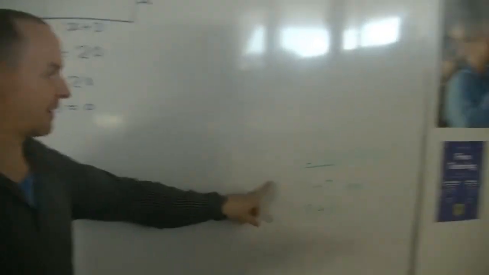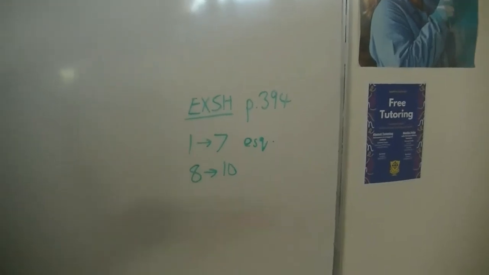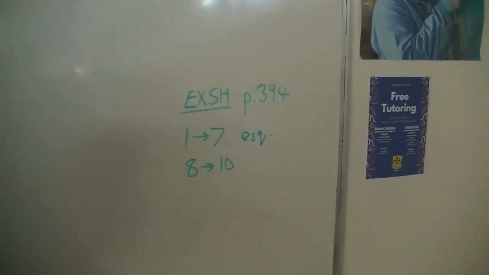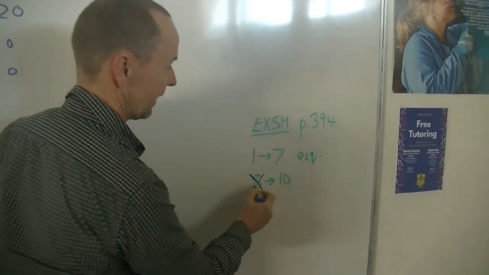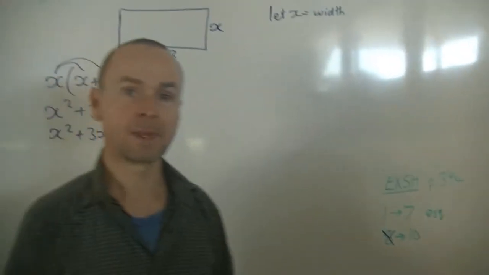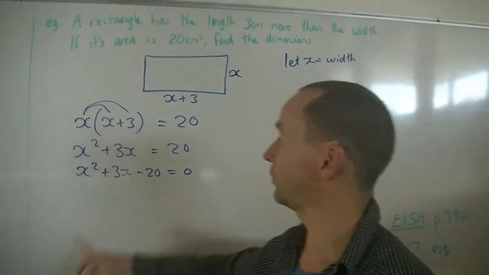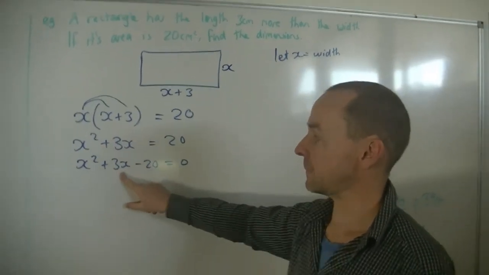Alright, so the last bit, do the homework please, exercise 5H, page 394, 1 to 7, 8 to 10. This was actually question 8 from the textbook, so maybe don't do that one. So remember, in the exercise, only do the ones with even numbers in the middle.